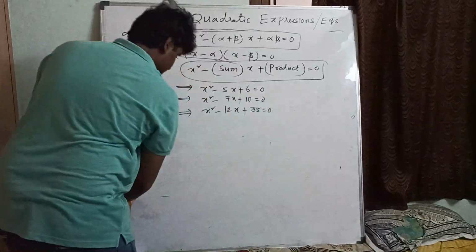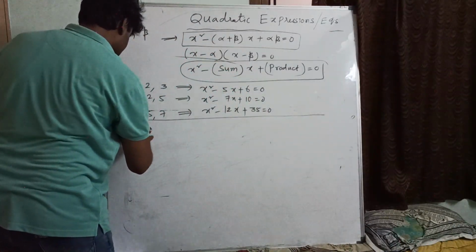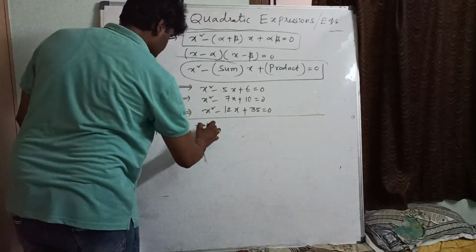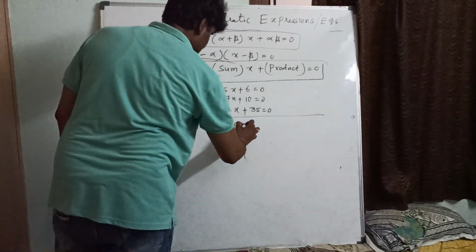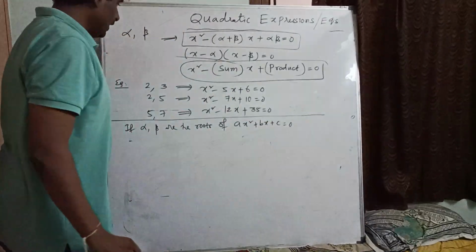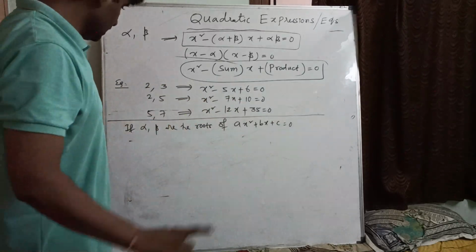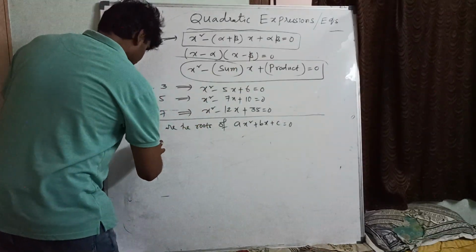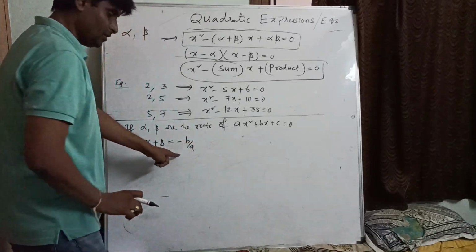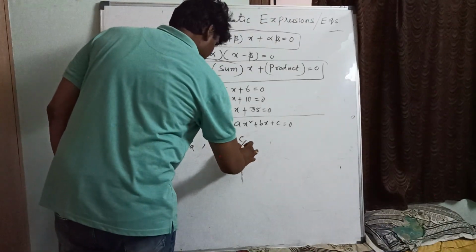Let me write once again. If alpha comma beta are the roots of ax square plus bx plus c equal to 0 quadratic equation, then we have to remember sum of roots as minus b by a, and we know how to get this formula, right? And product of roots c by a.